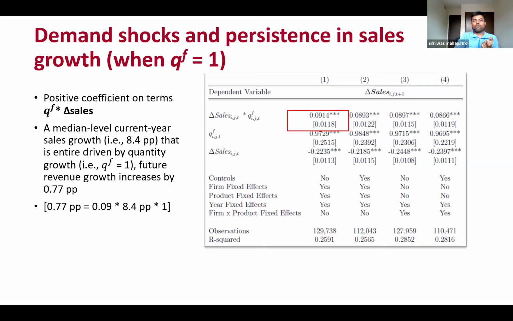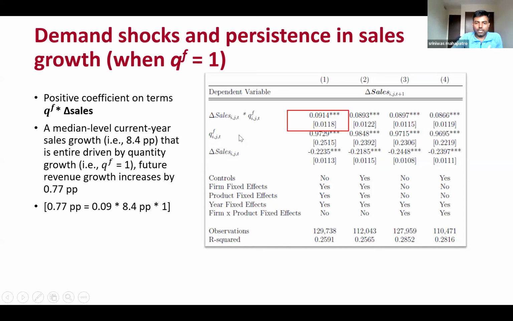Now the more interesting thing is the third term, which is the interaction of both of these. This talks about what happens to the mean reversion when the sales growth is driven by quantity changes. In this case, we have a strong positive coefficient. In terms of economic magnitude, assuming a firm went from entirely price-led growth to quantity-led growth, the QF will change from 0 to 1, right? In that case, for a median level current period sales growth of 8.4 percentage points, we show that there is a 0.77 percentage point revenue growth in the future period.